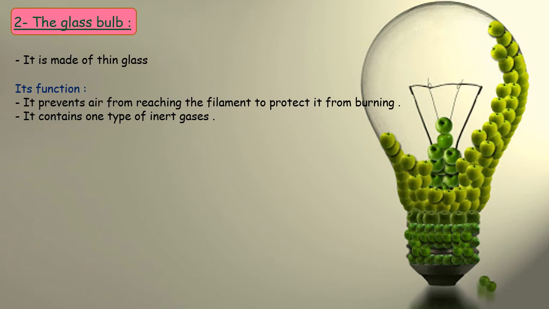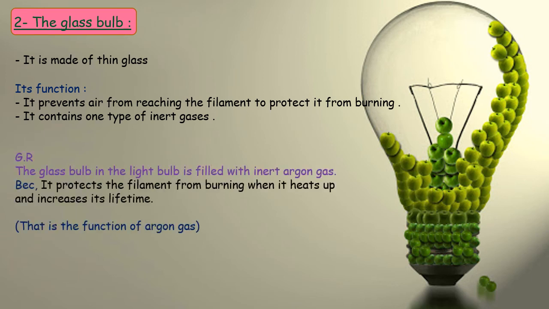So it contains one type of inert gases also. This inert gas is called argon in the light bulb. Give reason: the glass bulb of the light bulb is filled with inert gas. Because this inert gas protects the filament from burning when it heats up and increases its lifetime. It will live more, and we can say that that is the function of the argon gas.